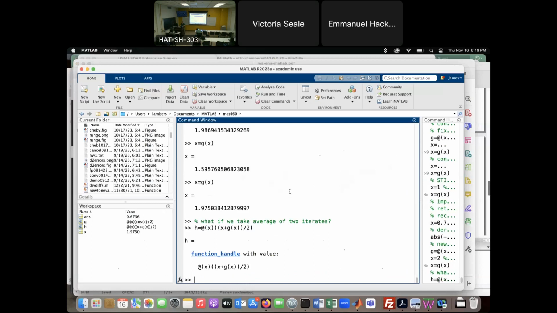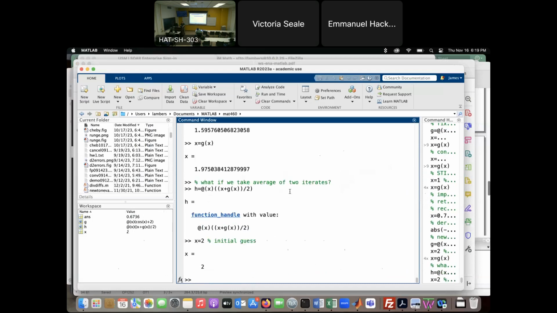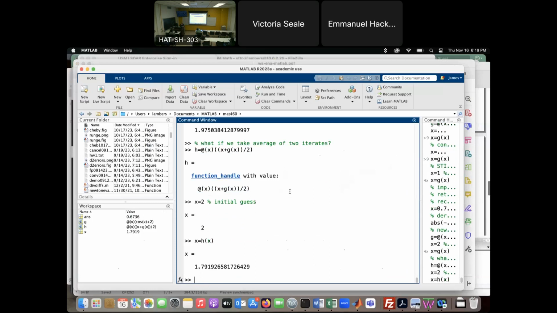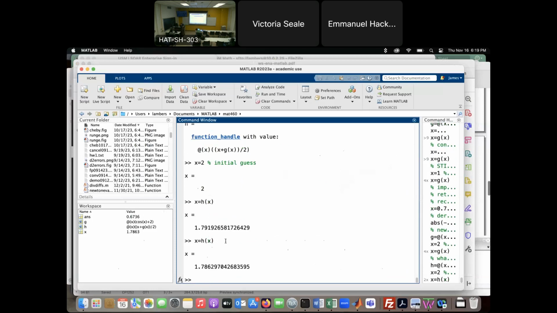Then I'll reset my initial guess to 2 and see what happens. I'll say x is equal to h of x. Now it jumps to 1.79, which is roughly halfway between the iterates I was getting before. Now I go again, and it drops, but only by a little bit. Notice all the iterates now are very close to one another. In fact, it's converging quite rapidly.